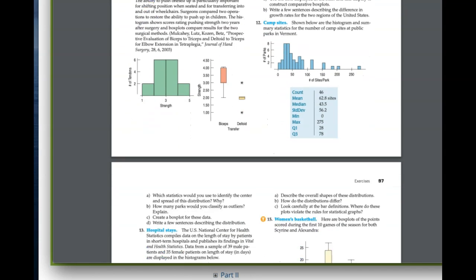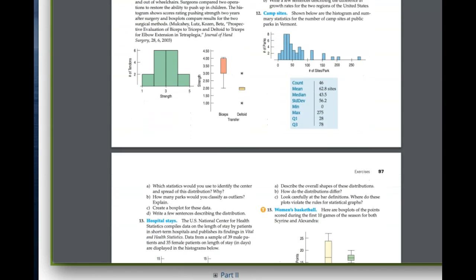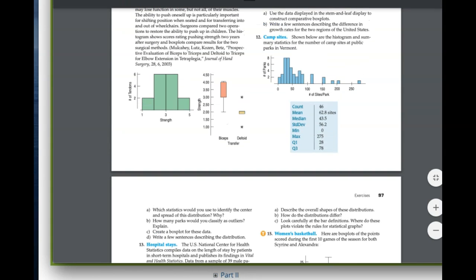Next problem is problem 12. Notice you have the 5-number summary written right in here: the min, Q1, median, Q3, and the max. What's nice about this one is you also get a visual representation of a histogram to be able to talk about the shape. I'm not going to have you do part D.